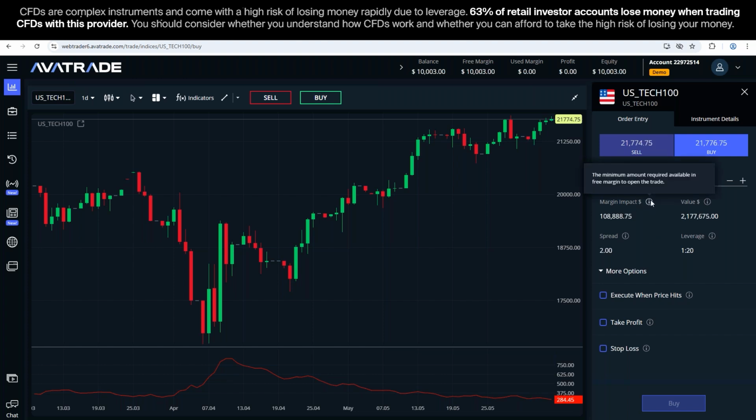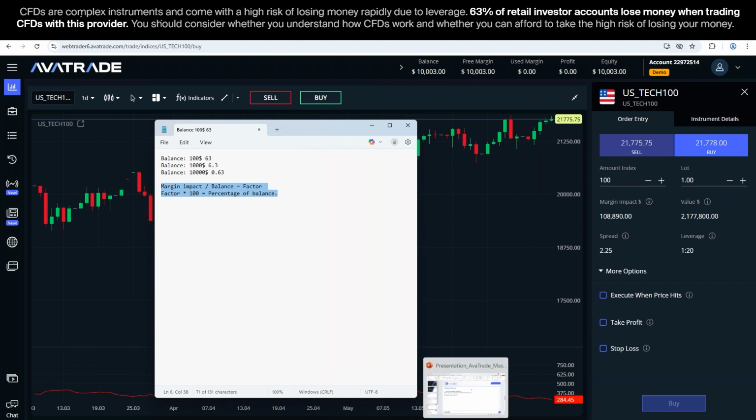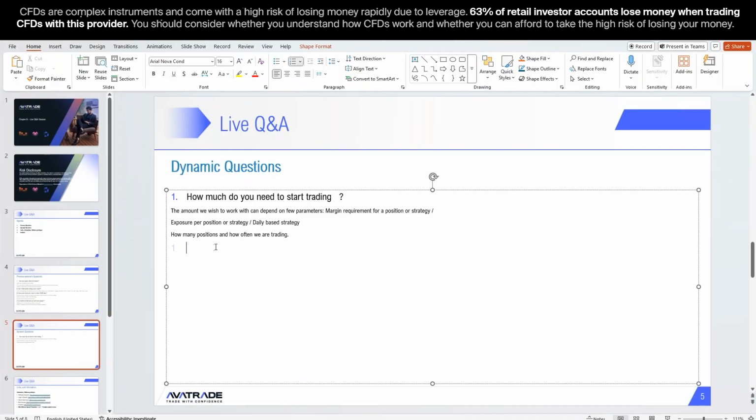So this is black and white and blue and white, whatever you want to call it. And we can see that the margin impact will not allow us, if we had 100,000, the platform will not allow us to open the position. Excellent. So this is enough. We're going to paste the answer at the bottom of the question, like here, just for you guys to have the equation.